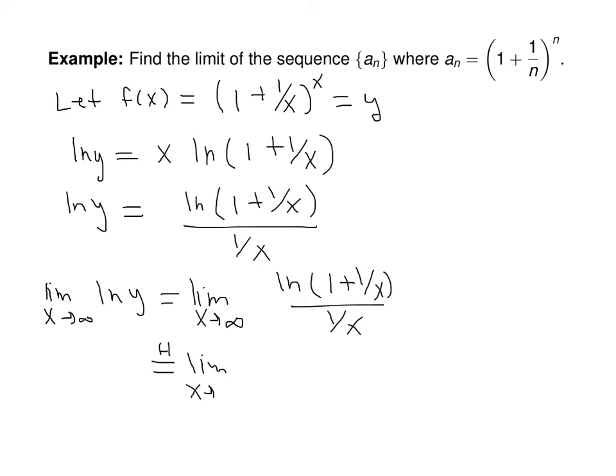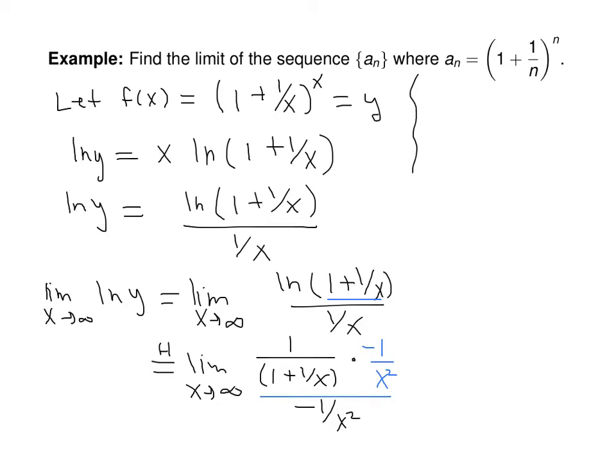So we differentiate the function in the numerator. That will be 1 over the quantity 1 plus 1 over x multiplied by the derivative of the inner function, which is negative 1 over x squared. Now the derivative of the denominator is also negative 1 over x squared. And those negative 1 over x squareds cancel. So the limit that we have is equal to the limit as x goes to infinity of 1 over 1 plus 1 over x, which is 1.